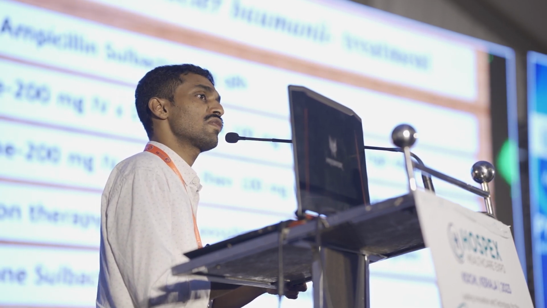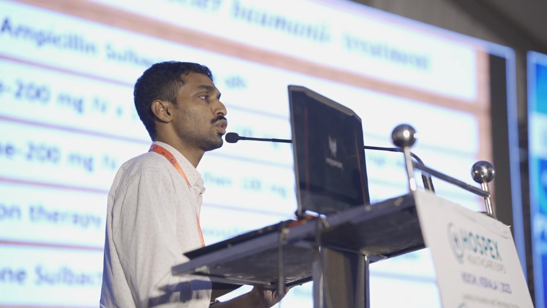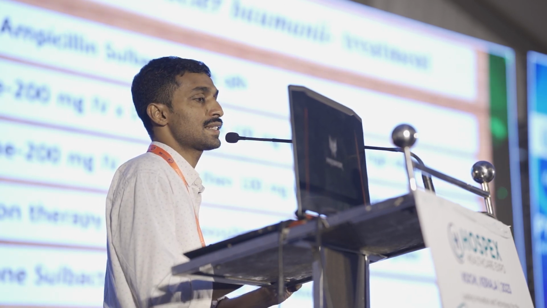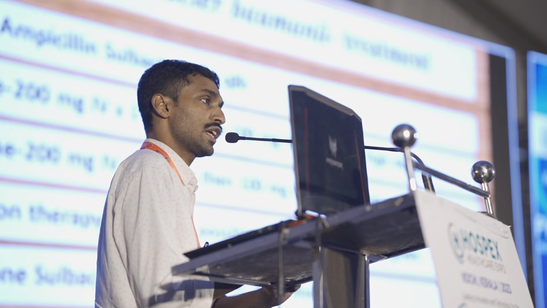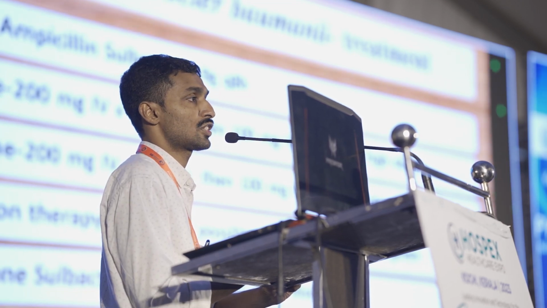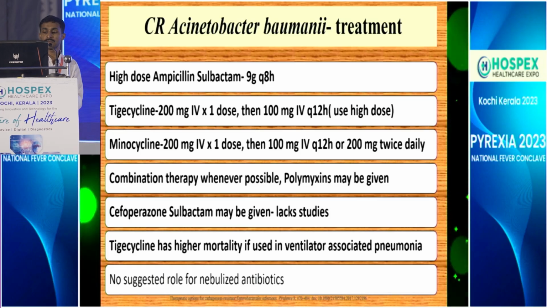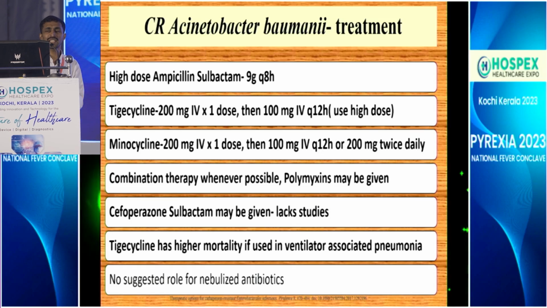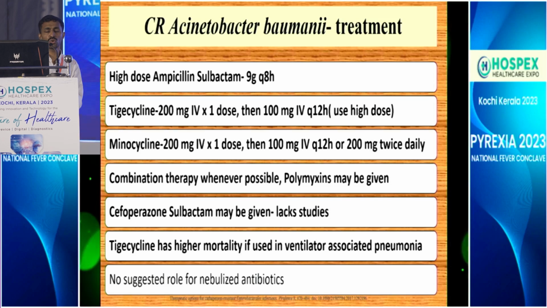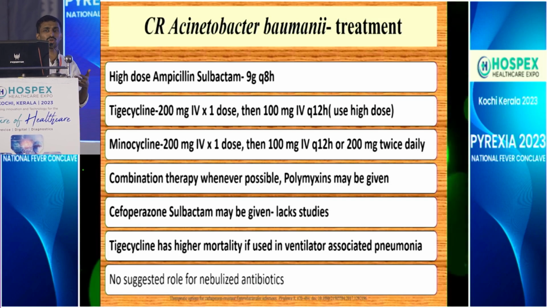One recommendation is, if you see Acinetobacter, it is always better to give combination therapy. You can give two agents, for example with colistin. You can give ampicillin sulbactam along with colistin, or even triple therapy is suggested in these cases. With tigecycline, the mortality rate has been shown to be higher in Acinetobacter associated pneumonias. There is no definite role suggested for nebulized antibiotics. Maybe some adjuvant role might be there, but nebulized antibiotics are not a great treatment for ventilator associated pneumonia.